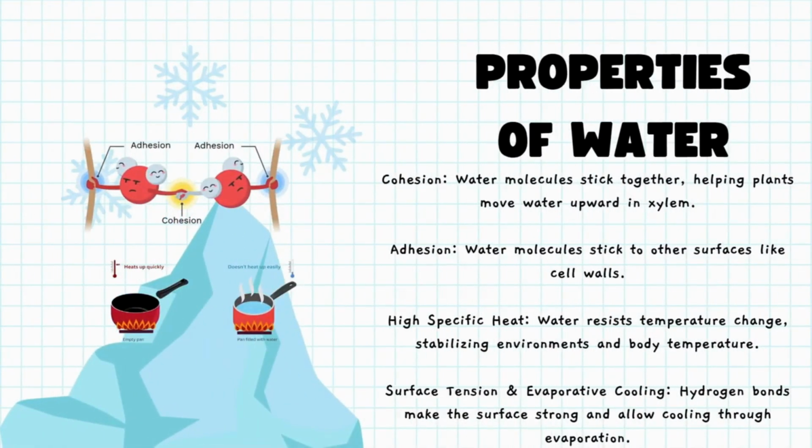Water's got some super useful traits. So cohesion: water sticks to itself, helping it move up plant stems. Adhesion: it sticks to other surfaces like cell walls. High specific heat: it resists temperature changes, so it keeps our bodies and ecosystems stable. And surface tension plus evaporative cooling. That's why bugs can walk on water and sweat helps us cool off.